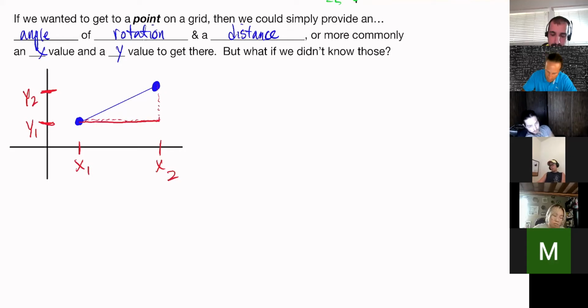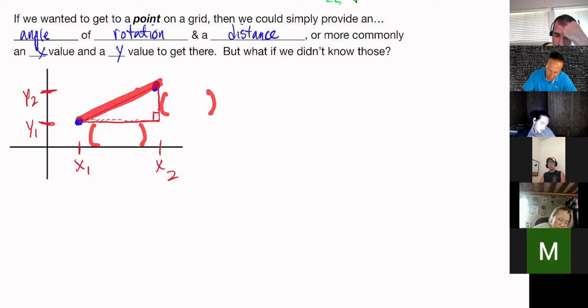Right triangle. A right triangle. And what did we say we could always use in a right triangle if we knew 2 out of the 3 sides? Pythagorean Theorem. So if I can figure out what this distance is and what this distance is, then I would be able to find out this distance that I want to know.